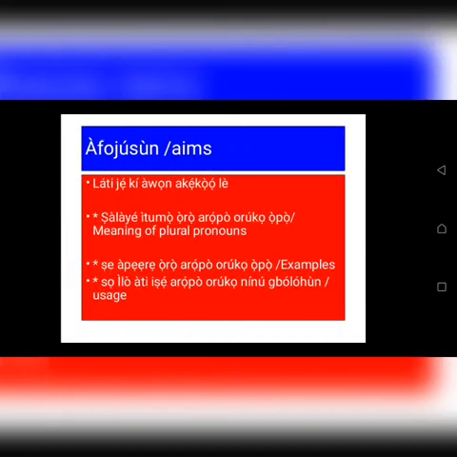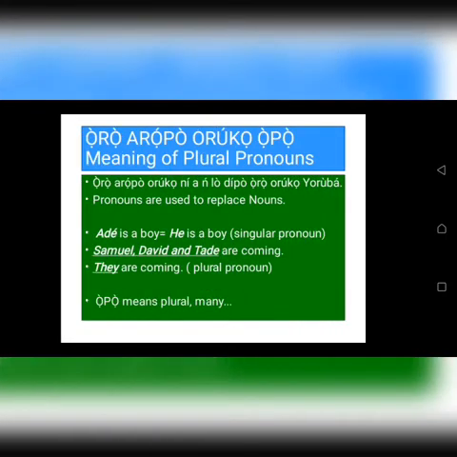Alright, what's going to be our objective? Our objective is that we should be able to explain the meaning of plural pronouns and to give various examples. And so, if time permits us, we're going to share how to use some of these plural pronouns in sentences. Okay, now ọ̀rọ̀ arọ́pò orúkọ ọ̀pọ̀. Don't forget I said ọ̀rọ̀ arọ́pò orúkọ. It means plural pronouns.